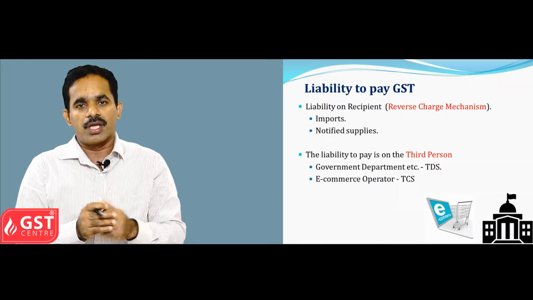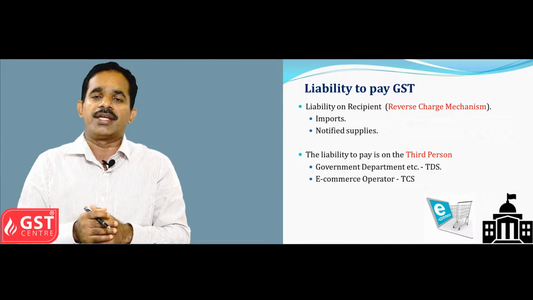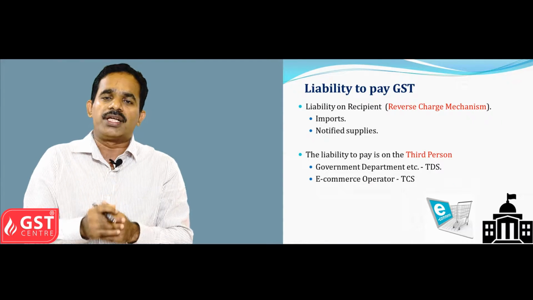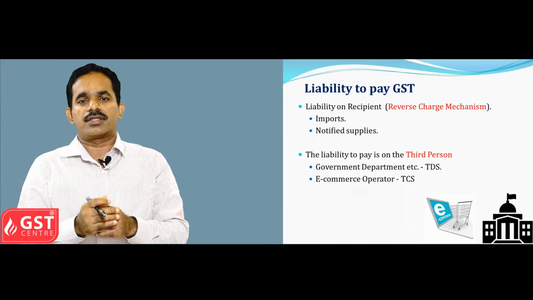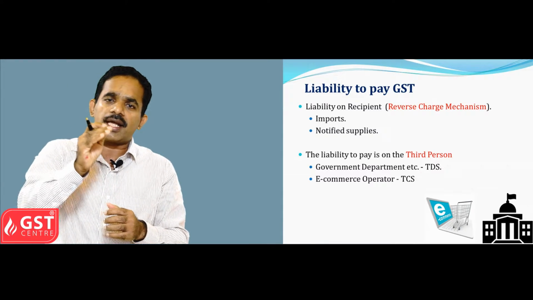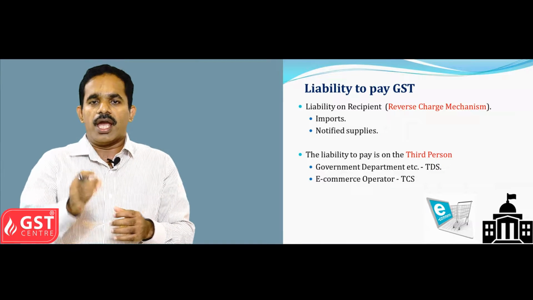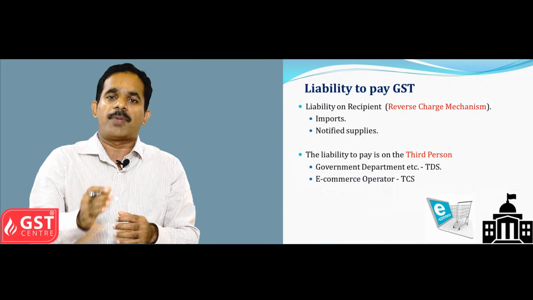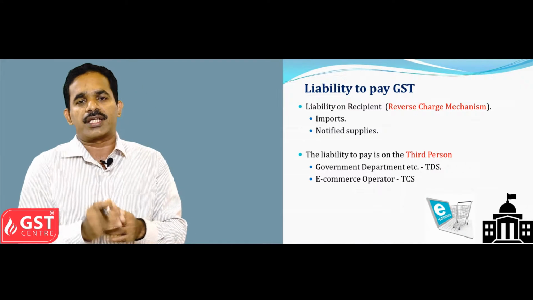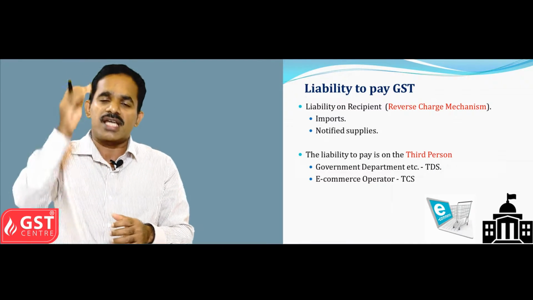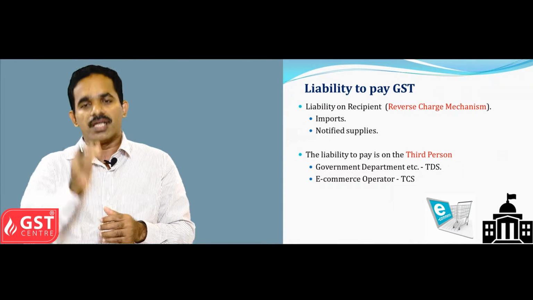For example, in the case of government or government undertakings or such notified entities, tax should be deducted at source. And in the case of TCS, tax should be collected at source by the e-commerce operators. Any payment to the suppliers by the e-commerce operator should be made only after deducting the TCS. So these are the various situations in which GST should be levied.